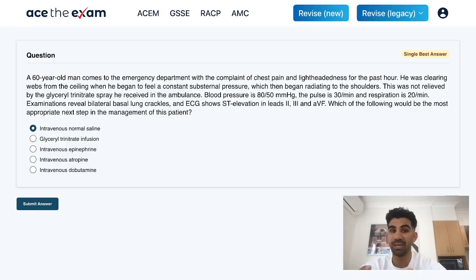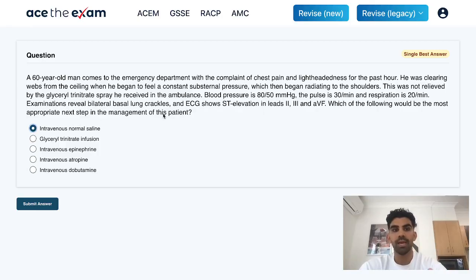He was given GTN spray in the ambulance. This may have made him worse. Remember that GTN causes venodilation, which reduces preload. And when we're thinking about inferior and right ventricular MIs, they are preload dependent. So when the preload drops, right ventricular filling falls, left ventricular output falls, and the blood pressure will drop even further. This is why nitrates are contraindicated in people with an inferior wall MI, with hypotension and bradycardia.